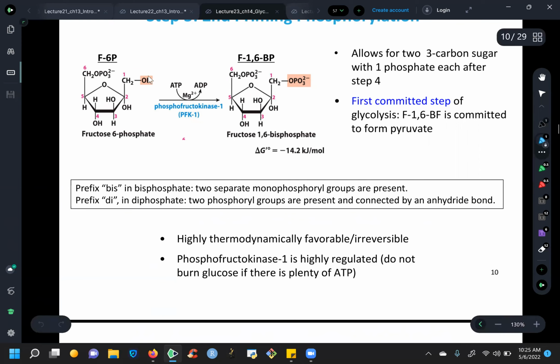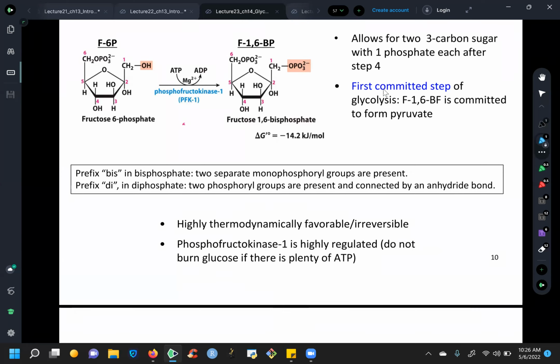So that's this guy right here. So phosphofructokinase 1 is going to add a phosphate group to carbon number 1. So now we're going to have a phosphate at carbon 6 and a phosphate at carbon 1. So this is fructose 1,6-bisphosphate. So you allow for 2 3-carbon sugars with 1 phosphate each after step 4. So yeah, the whole reason we wanted to add a phosphate to each of these is because we're going to cut this molecule in half, and each half has to have its own phosphate. So the reason this phosphofructokinase enzyme 1 is so highly regulated is because it is the first committed step of glycolysis.